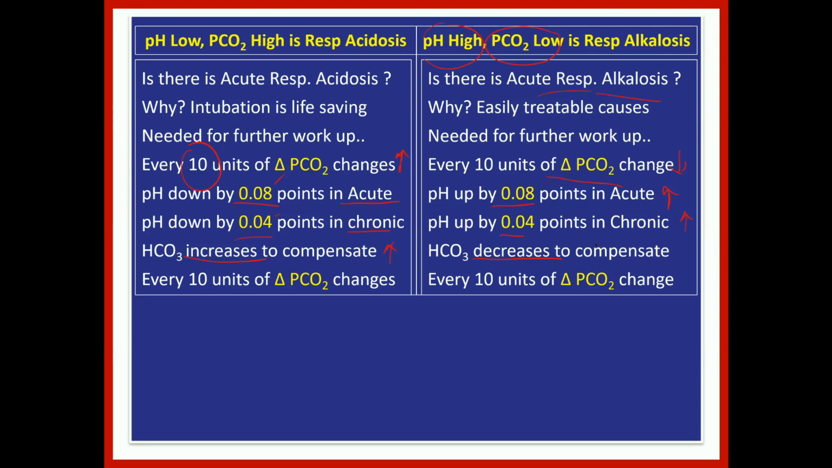Acute respiratory acidosis: pH is low, carbon dioxide is high. Since the pH is low, we call it acidosis. Since the primary variable, carbon dioxide, and the pH are in the opposite direction, we call it respiratory. Why is this important? This is a life-threatening condition that requires intubation. There is a need for further workup.